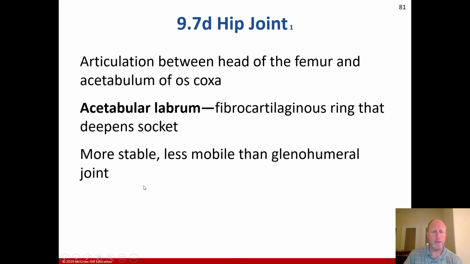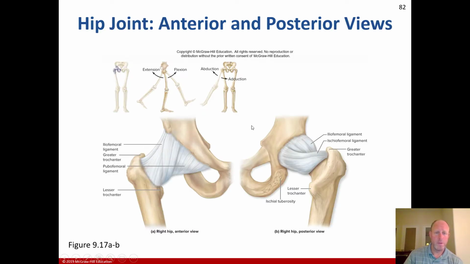I just want to get to the basic concept for the hip joint, which is the articulation where the head of the femur and the acetabulum of the os coxa meet. There's an acetabular labrum, which is the fibrocartilaginous ring that deepens the socket and helps provide that more stable, less mobile area. It's less mobile than the glenohumeral joint by far, but significantly more stable.